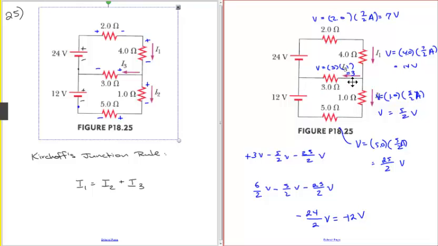So going around this loop, we have a drop of negative 12 volts, which matches the increase in voltage of 12 volts across the battery. And so the total voltage around the loop is 0. So we get that happening in both cases.